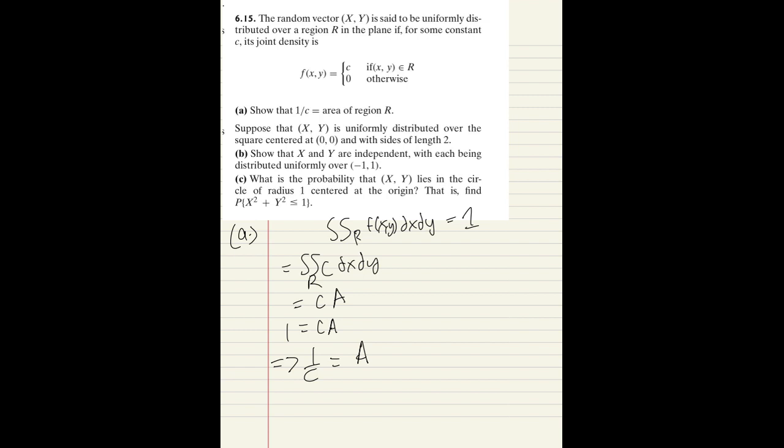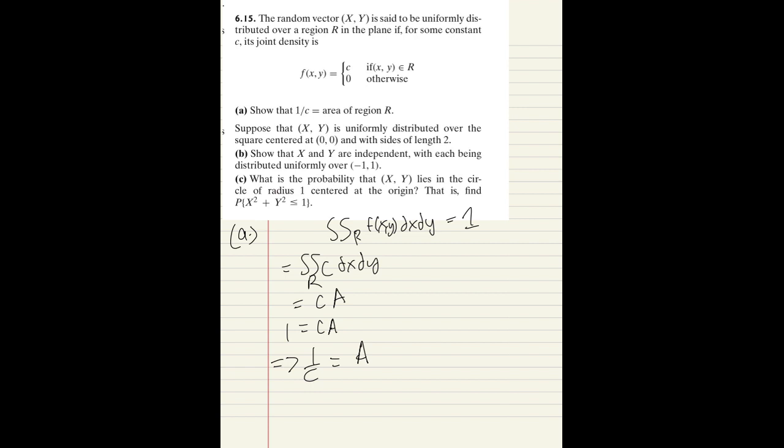Okay, so the problem is the random vector (X, Y) is said to be uniformly distributed over a region R in the plane if for some constant c, its joint density is c if (x, y) is an element of region R, 0 otherwise. So for part A, we have to show that 1 over c is equal to the area of region R.